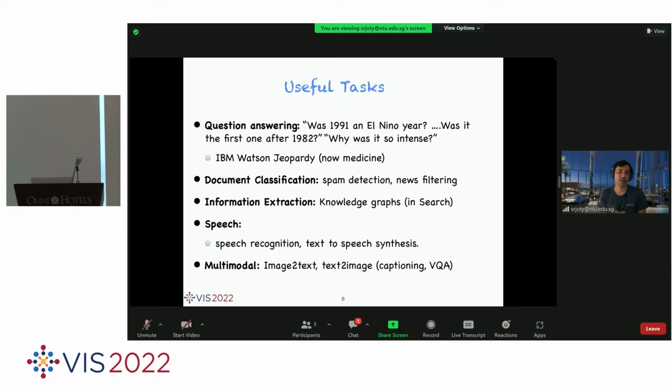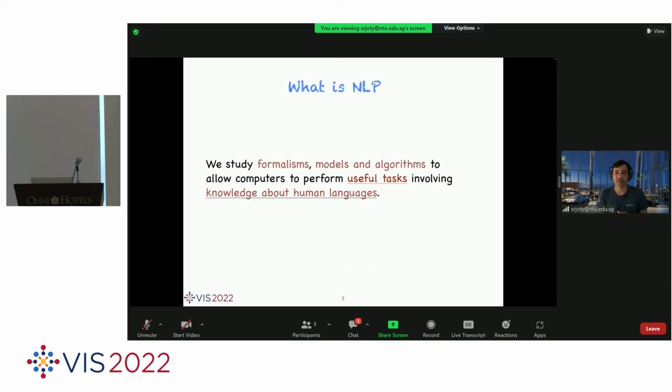Then speech, like automatic speech recognition and text-to-speech synthesis. And now we have also been witnessing a huge interest in multimodal applications like image to text and text to image, and so on. Now we can generate very photorealistic images using textual prompts. So there's really an influx of research going on in multimodal NLP in that sense. Okay, so that is an idea about what kind of tasks we are interested in NLP.